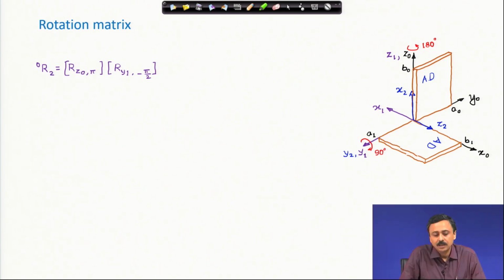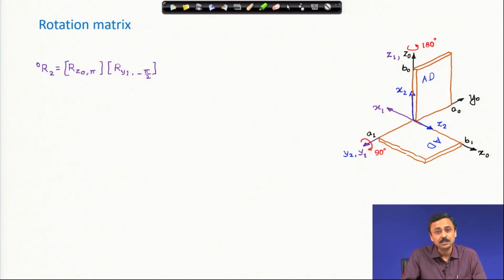You can figure out. Let us then represent these two rotation matrices. First one is about z0 by an angle pi, the second is about y1, because y0 then will go to y1, about y1 by an angle minus pi by 2. See, the rotation of 90 degrees is in the negative y direction, and these two are successive rotations which are defined in the new frame, every time in the new frame.